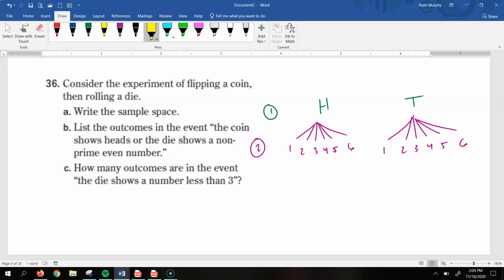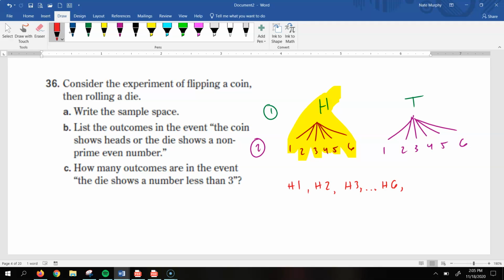Part B says list the outcomes in the event the coin shows heads or the die shows a non-prime even number. So now you might not have known what that last part was, but let's start out with all the times where we get heads. So heads would be all of these. Showing heads, we would have heads 1, heads 2, and I'm not going to write these all out, but we'd keep listing them all the way until heads 6. So we would have 6 outcomes there.